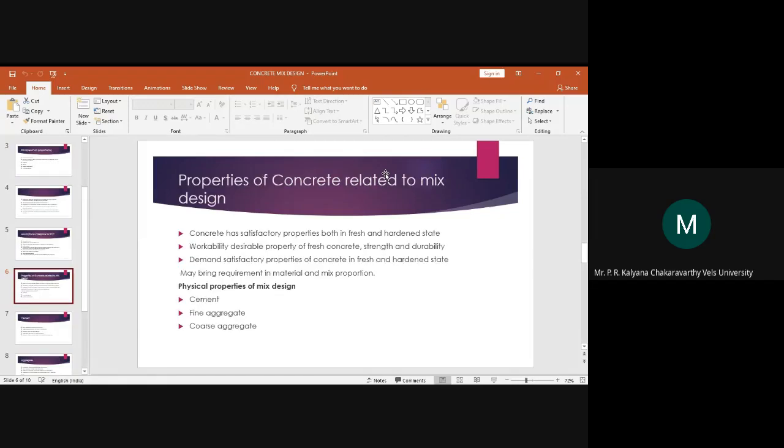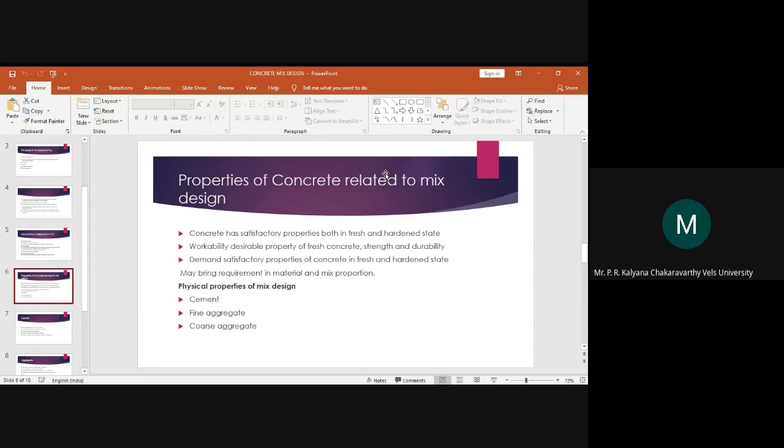Properties of concrete related to the mix design. Concrete should have satisfactory properties in both the fresh and hardened state. Workability is a desirable property of fresh concrete, along with strength and durability. This is the main achievement for maintaining the strength and durability.